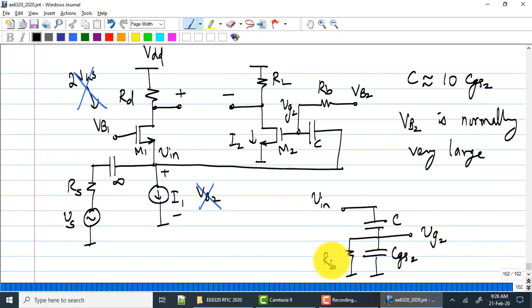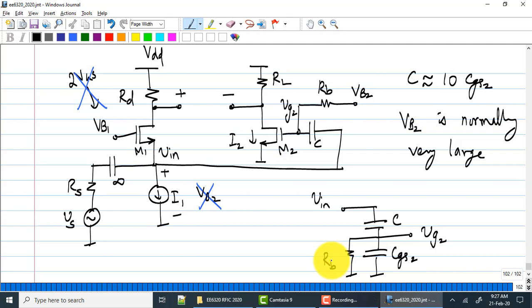At very low frequencies, the impedance of RB can become smaller than 1 over j omega CGS2. I hope you see that. If you choose RB large enough, at higher frequencies there is no problem. At lower frequencies there is a problem, because the impedance of the capacitance starts increasing. Eventually, VG2 by Vin can start becoming smaller at lower frequencies.